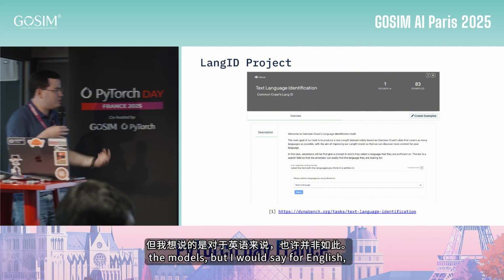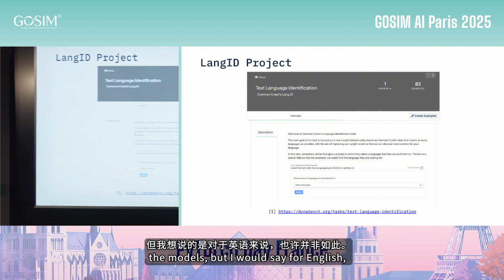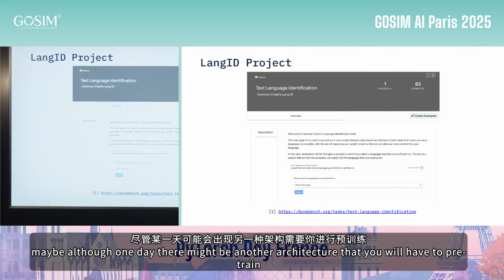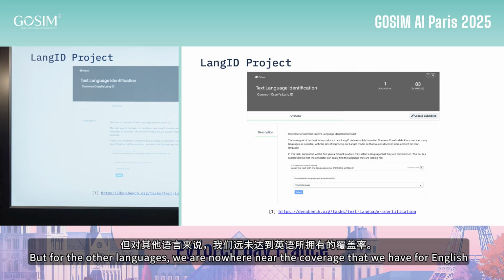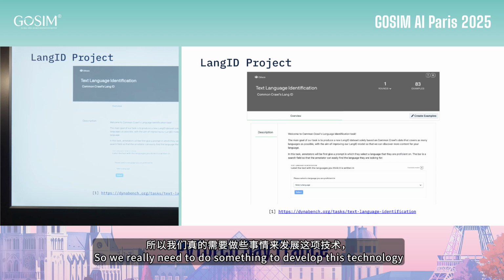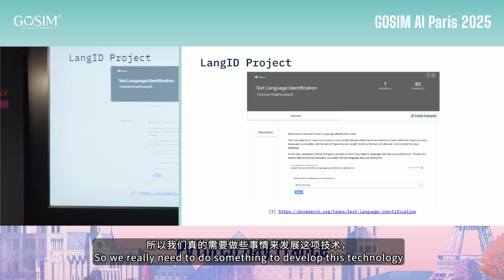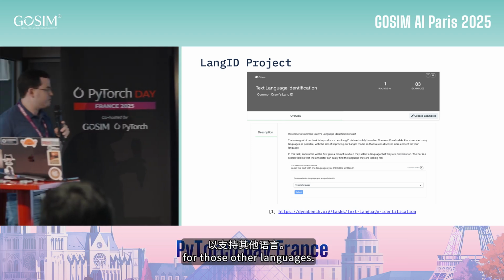keep reusing the models. But I would say, okay, for English, maybe, although one day there might be another architecture that you will have to pre-train. But for the other languages, we are nowhere near the coverage that we have for English. So we really need to do something to develop these technologies for those other languages.